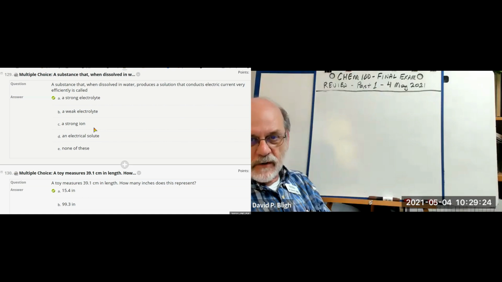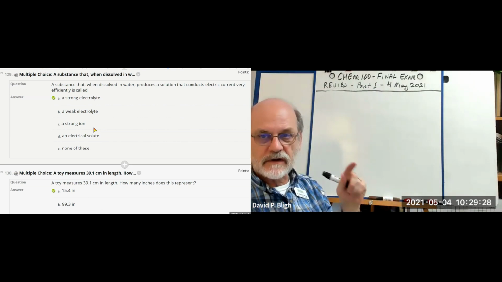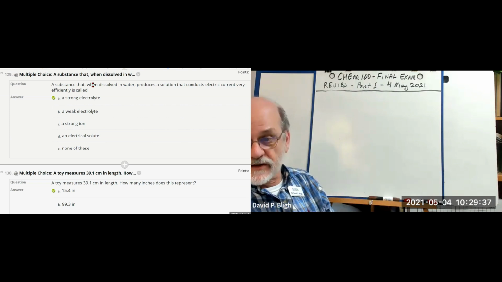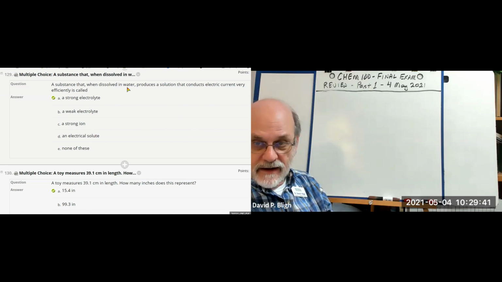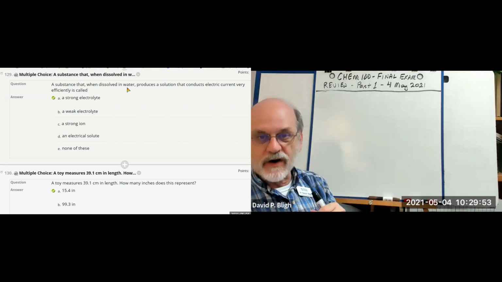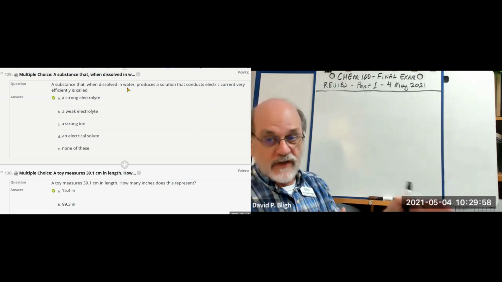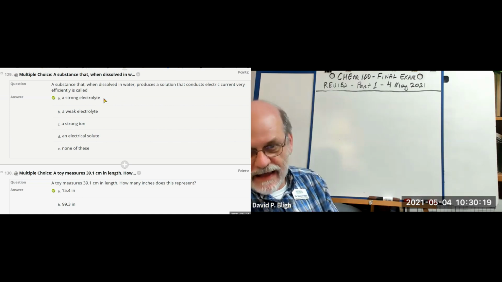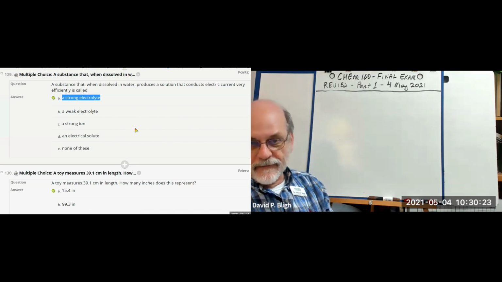129. A substance, when dissolved in water, produces a solution that conducts electric current very efficiently. Okay, there are a lot of indicators in that sentence. First, the substance is dissolved in water. And when you do that, it will conduct electricity. Right? So by definition, that has to be an electrolyte. Why? Because it dissociates into individual ions that are now able to carry a charge from one of the electrodes to the other. So that's an electrolyte. But then the next piece of information tells us whether it's a weak or a strong. It conducts electric current very efficiently. That means that it's a strong electrolyte. Okay, so that's why we've got A for our answer there.